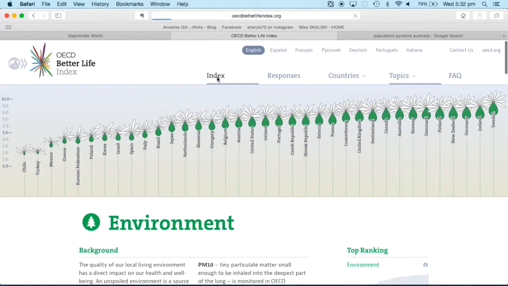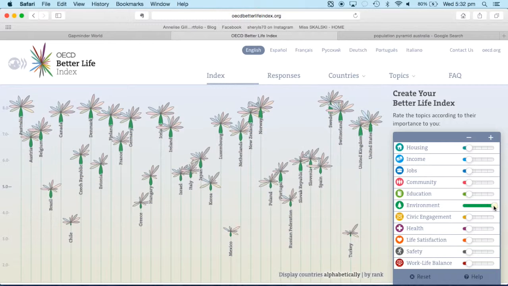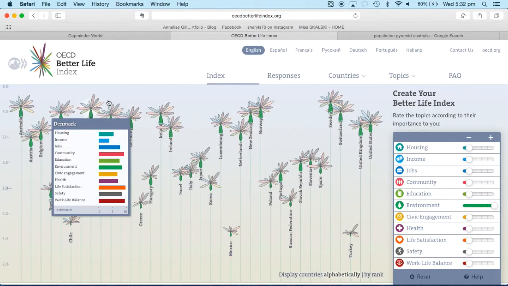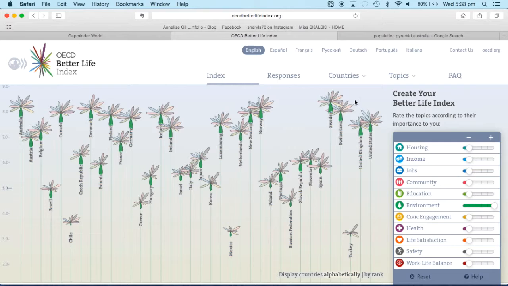So if we go back to the index. So what I've done is I've actually, if you reset this, when you first log in to Better Life Index, all of these are set forward a little bit. And this is how it appears. So we're looking for environment. So I'm going to put that environment right over the far right hand side. The flowers that pop up to the top are those countries that rank the environment as being better quality, or the way the environment is looked after is better.